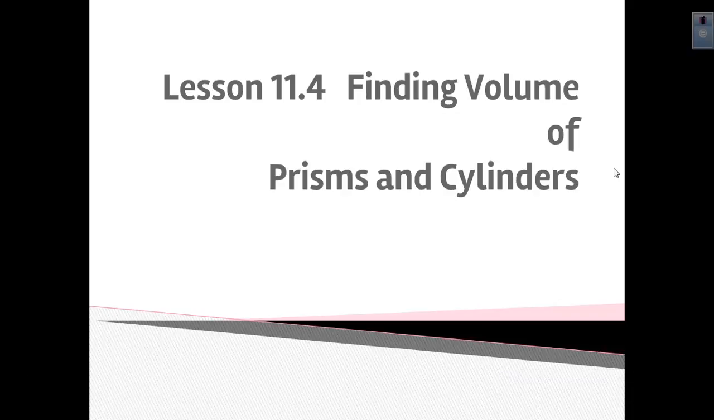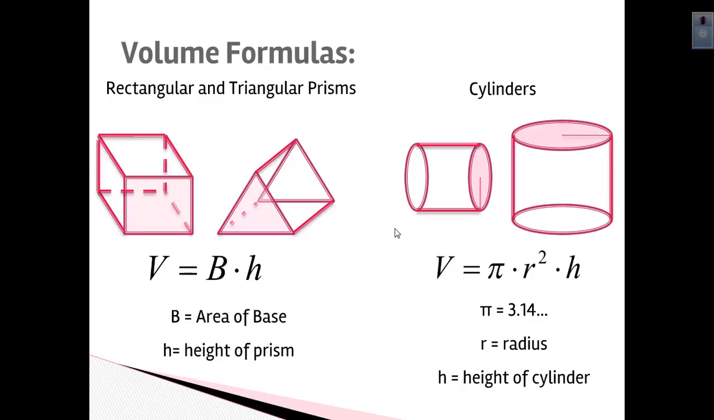All right, in lesson 11.4, we combine it with lesson 11.2 because we're now finding volume of prisms and cylinders, where before we did surface area and volume. All right, so the two formulas. The volume is going to be the area of the base times the height. So whatever base it is, if it's a rectangular prism, the base times the height.